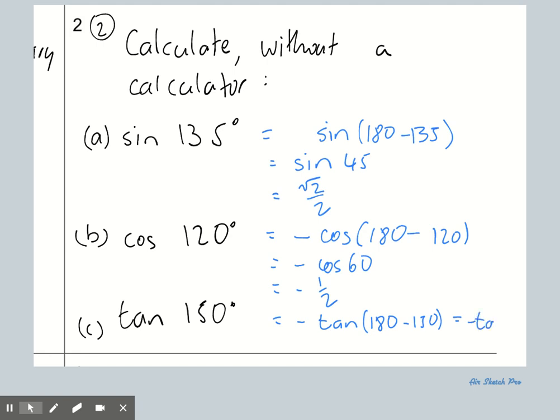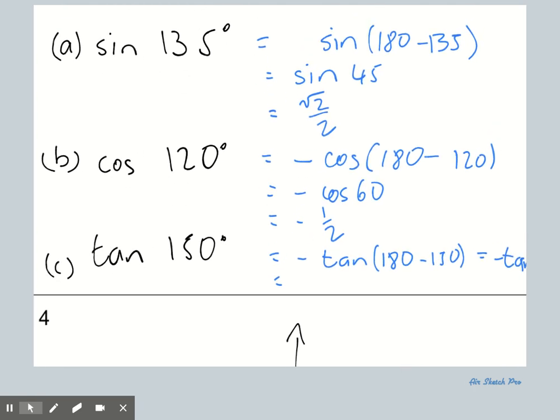negative tan 30. Sorry, I'm squishing. I just want to get it into this one slide. And what's the tan of 30? Root 3 over 3? Yep. So minus root 3 on 3. By the way, if you do write it as minus 1 on root 3, they will accept that in the exams.